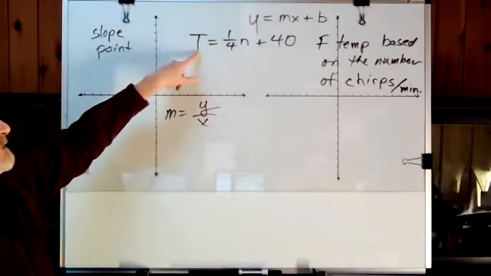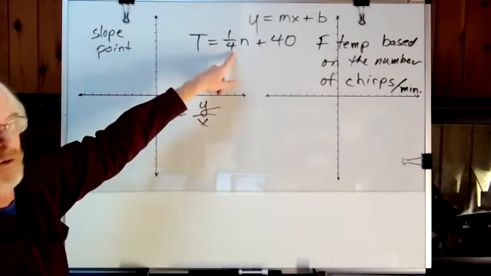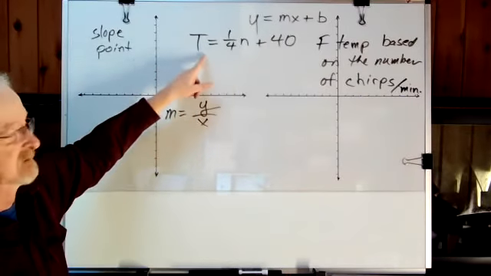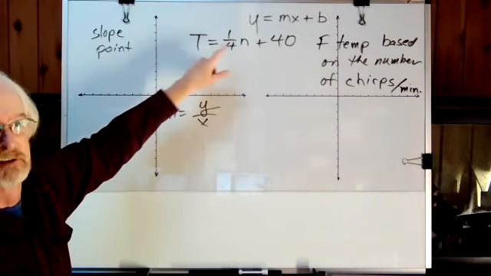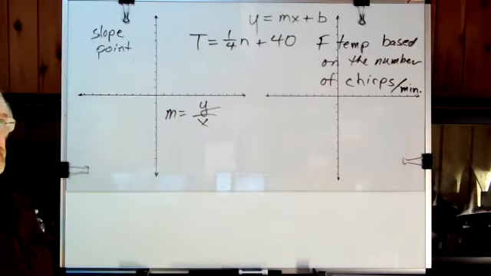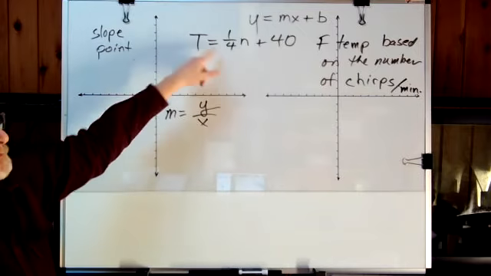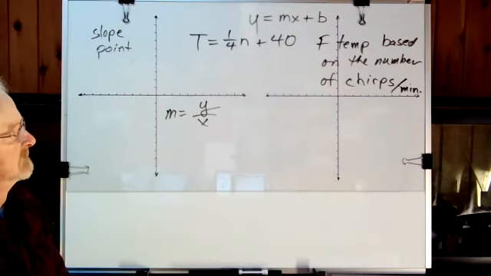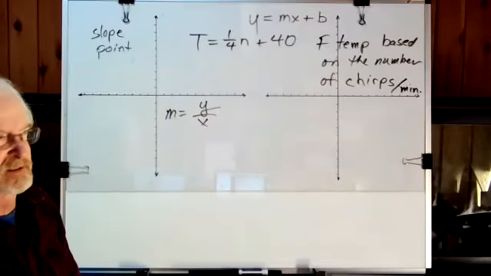So the slope says something like the temperature will increase 1 degree for every 4 chirps, just because it's a fraction. If this was a 1, I could say the temperature goes up 1 degree for every chirp. Well, it takes 4 chirps to get me 1. The temperature goes up for every 4 chirps. Not the easiest example, perhaps, to interpret that way.